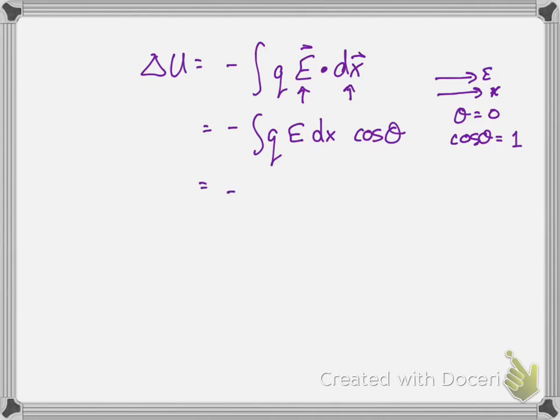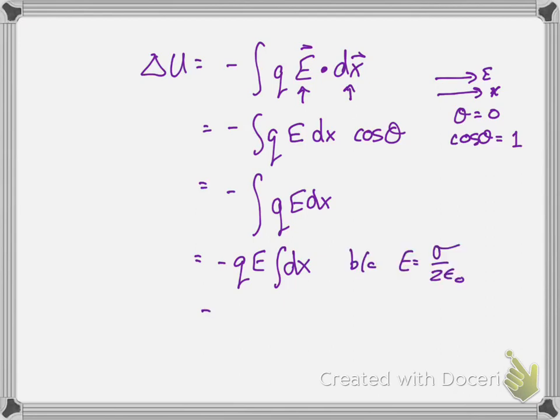So we've got delta U equals minus the integral of QE dx. Dot product gone. What's constant? We can pull out what's constant. Minus Q, and E is constant because it's a constant electric field, times the integral of dx. So delta U is minus Q sigma over 2 epsilon 0 times the integral of dx. We're integrating along the path from x initial to x final, and the integral of dx is just x evaluated between x final and x initial.